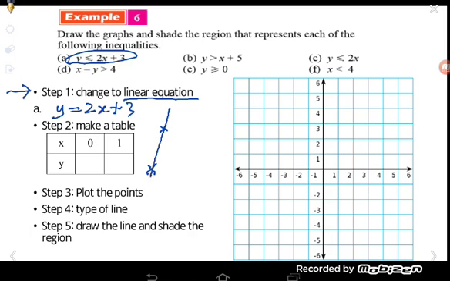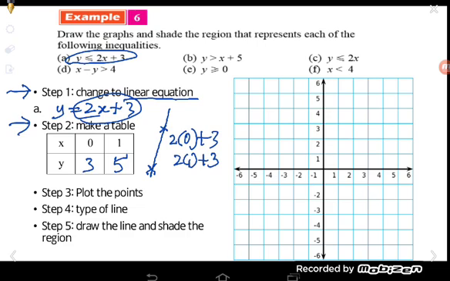So you make a table x, y, and then you can choose any x. Normally for easy one you just choose 0 and 1. And then you substitute to this one, 0 plus 3, so you'll get 3, and then if 1, you'll get 5. Okay, done for step 2. So next for step 3, you just plot the points. Here the points are 0, 3, so 0, 3 will be here. 1, 5 will be here.